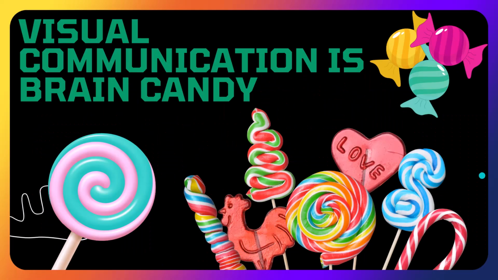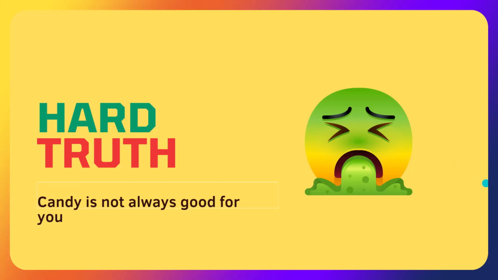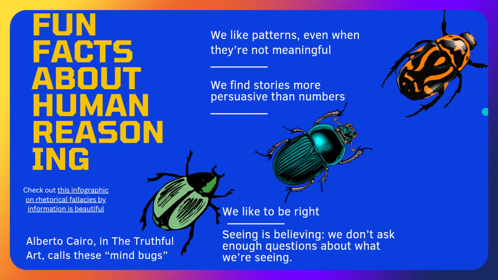I like to say that visual communication is a lot like brain candy. And as we all know, candy isn't necessarily good for you. We need to understand how human beings reason to understand how things can go wrong. People like patterns, even when those patterns may be spurious or random. If we visualize data and spot a random pattern, we are very tempted to believe it's meaningful, even if it isn't.